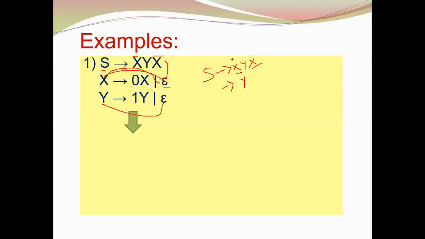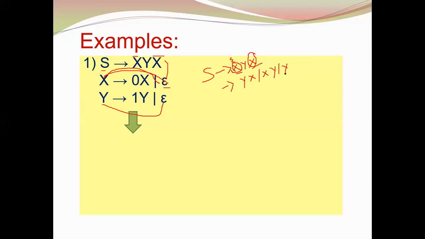If I'm substituting epsilon for this X, what is the value? YX, right? If I'm substituting epsilon for this other X, what is the value? XY. Okay. If I'm substituting for both the X's, what is the value? Y. Okay. This is my production after removing epsilon for X.